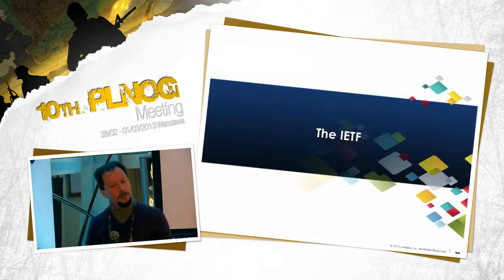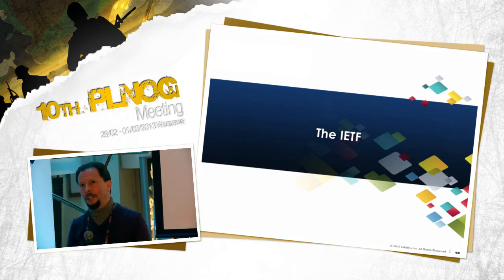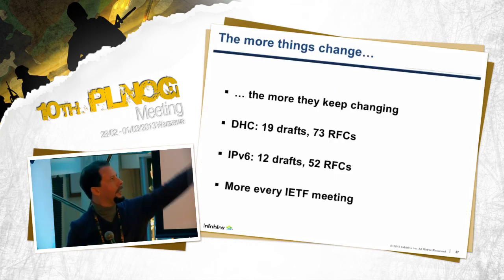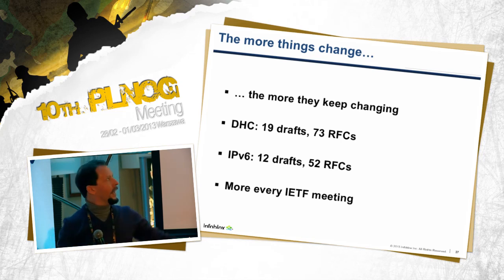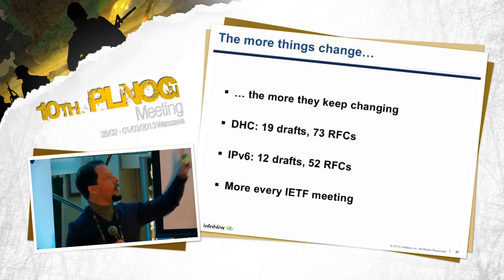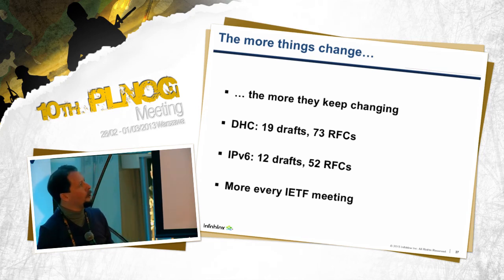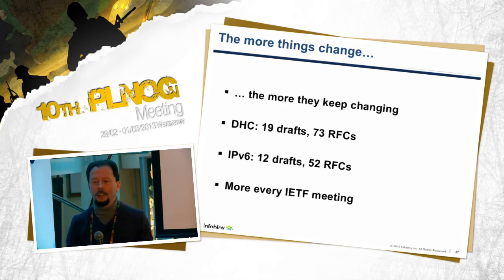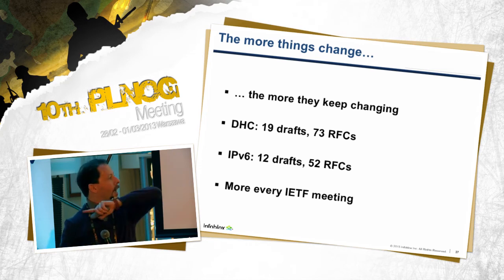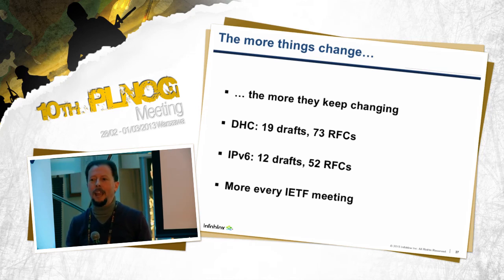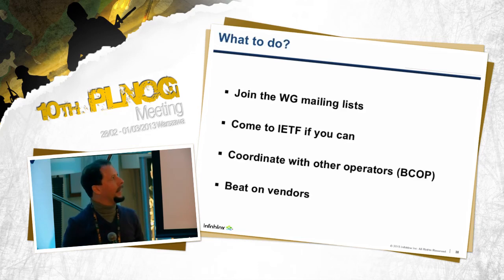And now we get to one of my favorite subjects, the IETF, who are a bunch of very intelligent guys without a lot of sense sometimes. So, yes, the more things change, the more they like to keep changing them, because we haven't stopped them yet. This is, I think, now a month old, so it's already out of date again, but in the DHC working group, there are 73 RFCs relating to v6, and 19 drafts still trailing their way through the process. And in v6, there are 52 RFCs that are considered current, and only 12 drafts at the moment, but every IETF meeting, they add more. So don't blink, there will be more coming.